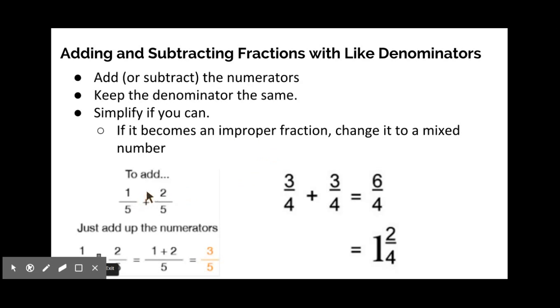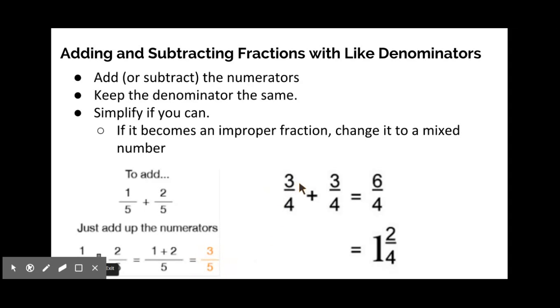The first example we have is 1/5 plus 2/5. The denominators are the same, they both have a denominator of 5, so all you have to do is add the numerators together. 1 plus 2 gets you 3. The denominator 5 stays the same. The answer is already in simplest form, so 1/5 plus 2/5 gets you a sum of 3/5.